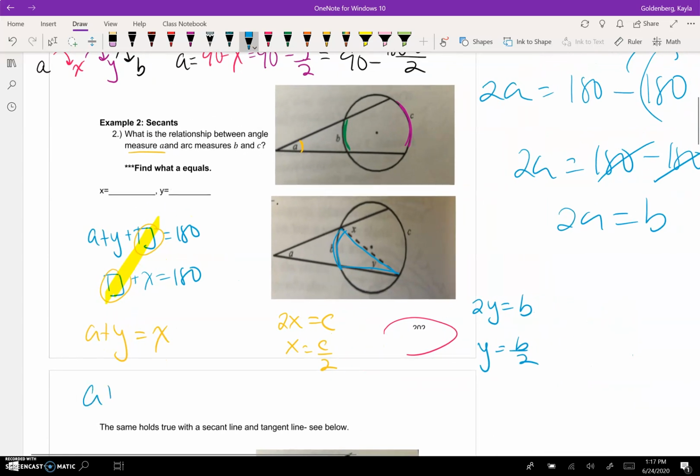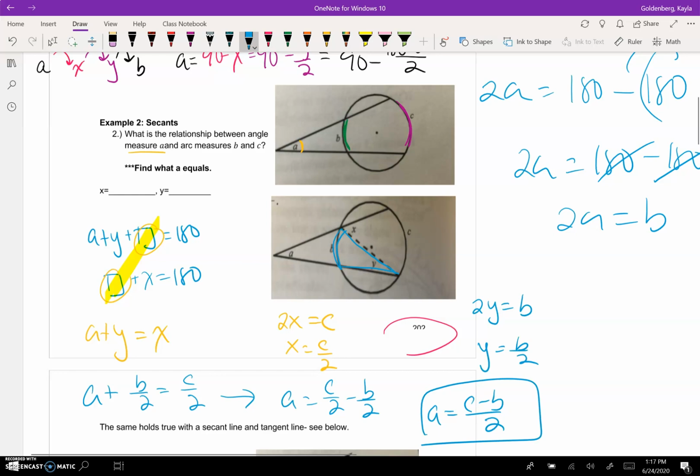So I've got a plus b over 2 equals c over 2. If I want to solve for a, that would give me that a is equal to c over 2, take away b over 2. From here you want to combine those fractions, right? So a is equal to c minus b over 2. So that's the relationship here.